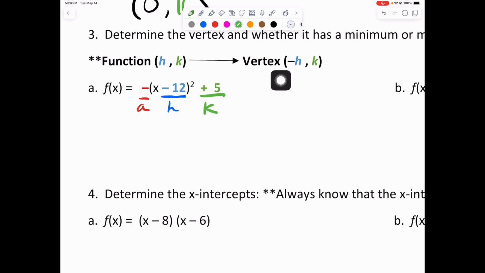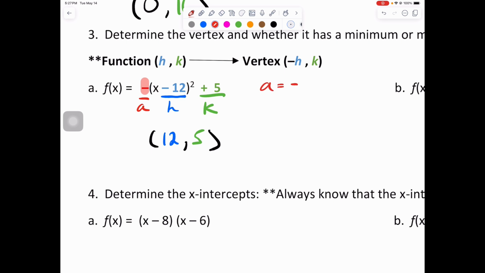When we write the vertex, we want to take the opposite of h. If h is -12, what does our h then become? Wonderful job, it becomes 12. Had to rewrite that 2. And our k value stays the same, which is 5. So we'll write that as (12, 5). However, it is also asking us to identify minimum or maximum. Because a is negative, what's our parabola going to do?